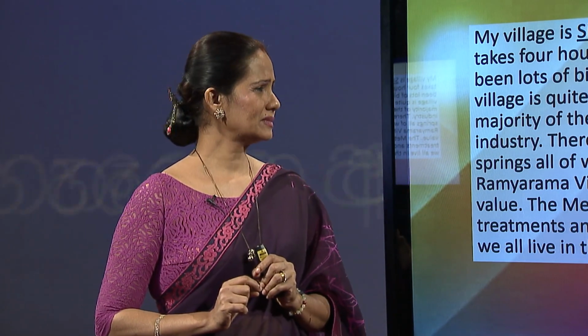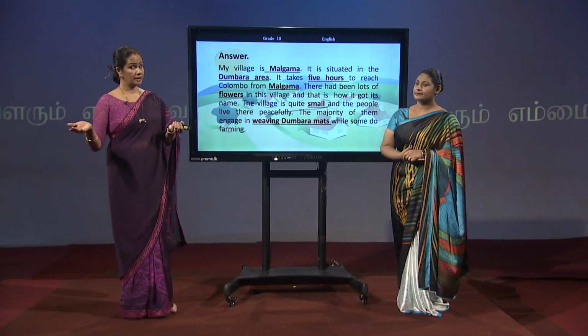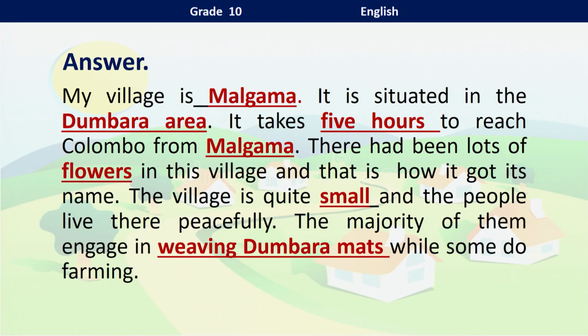Yes, I think it's better for us to discuss the answers with kids. Yes. So, here my village is Malgama. So, the book's village is Siyodgama. Okay. Right? So, my village is Malgama. It is situated in the Dumbara area. It takes 5 hours to reach Colombo from Malgama.